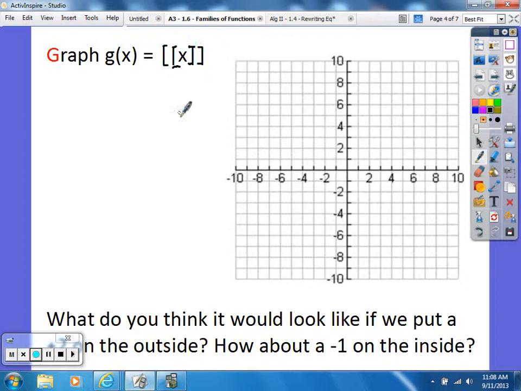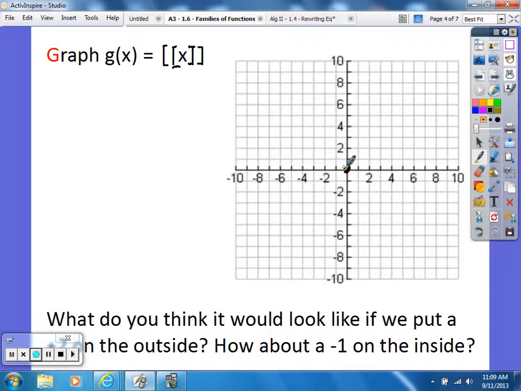Well, let's just do this by picking numbers. What number do you guys always like to start with? 0. All right. If I plug in 0 there, what number do you get? 0, right? So I get 0. I'm going to put a dot right there at 0. Let's plug in some more numbers. How about 0.5? What would that be? You're rounding down, remember? 0. How about 0.75?